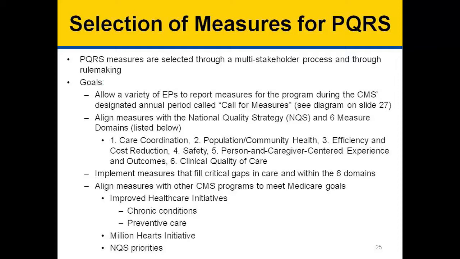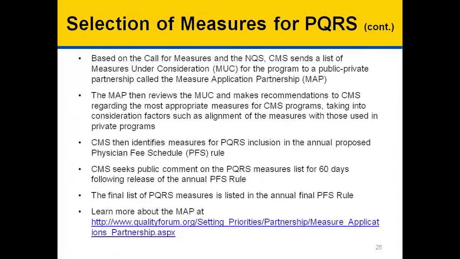The goal is to implement measures that fill critical gaps in care and within the 6 domains. We align measures with other CMS programs to meet Medicare goals, including improved healthcare initiatives around chronic conditions and preventive care, the Million Hearts Initiative, and the National Quality Strategy priorities. Based on the call for measures and the National Quality Strategy, CMS sends a list of measures under consideration for the program to a public-private partnership called the Measures Application Partnership. The MAP then reviews the measures under consideration and makes recommendations to CMS regarding the most appropriate measures for CMS programs, taking into consideration factors such as alignment of the measures with those used in private programs.